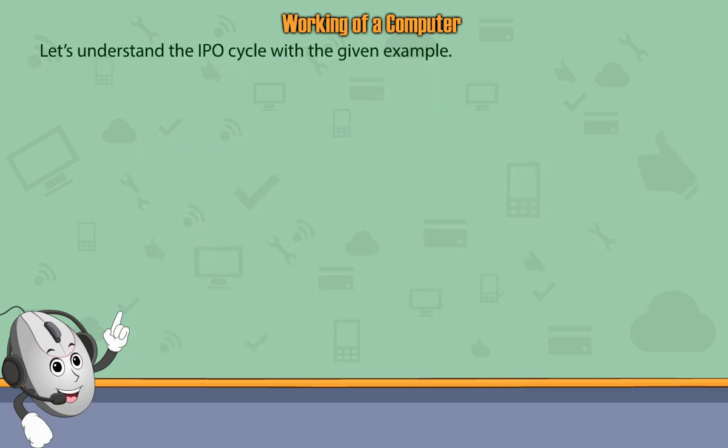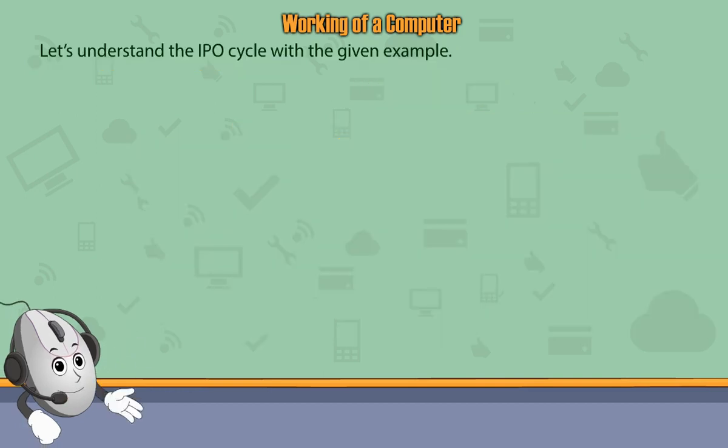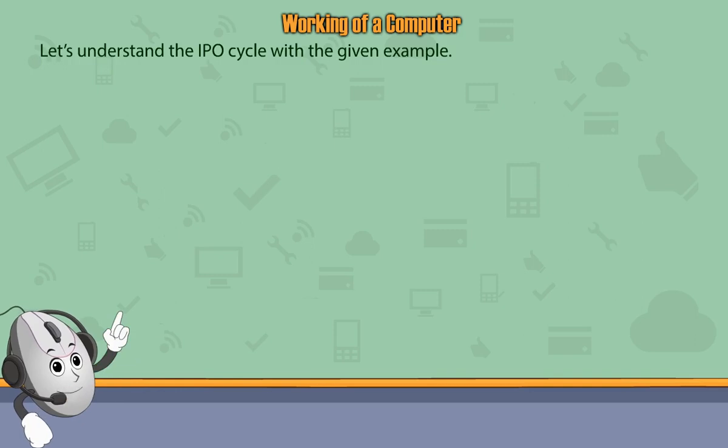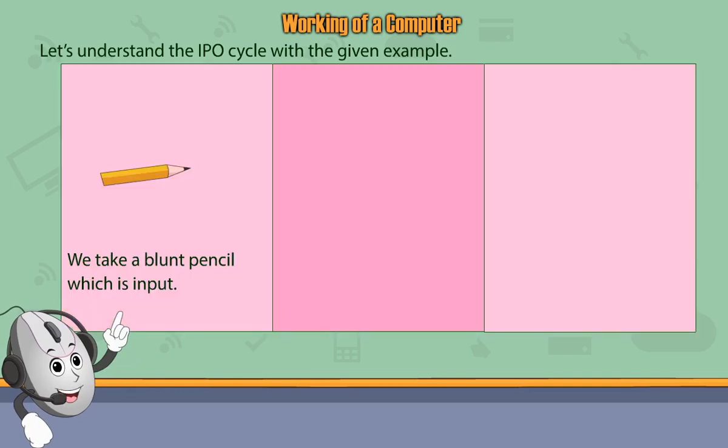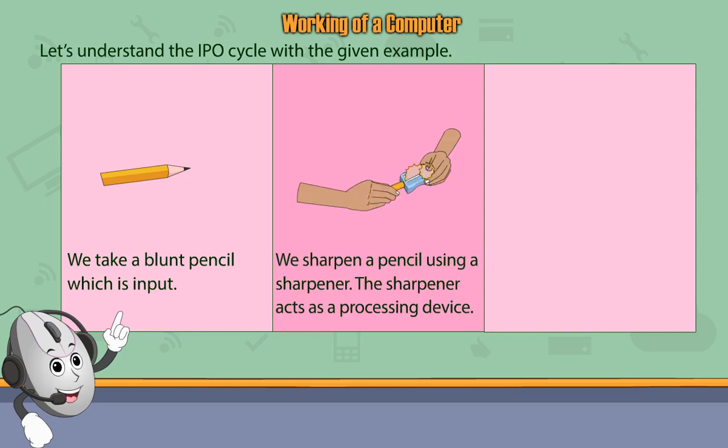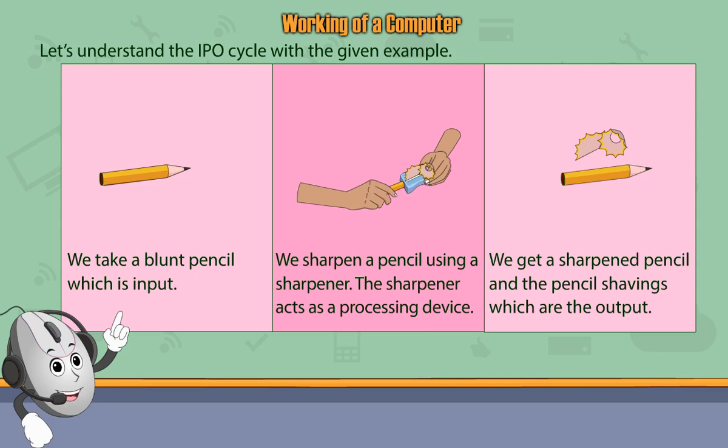Let's understand the IPO cycle with the given example. We take a blunt pencil, which is the input. We sharpen the pencil using a sharpener. The sharpener acts as a processing device. We get a sharpened pencil and the pencil shavings, which are the output.